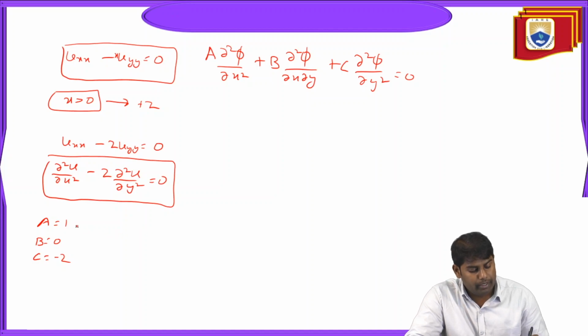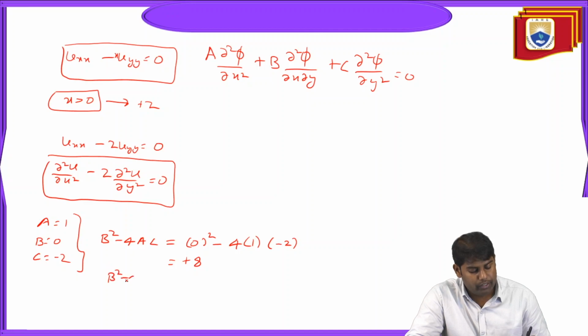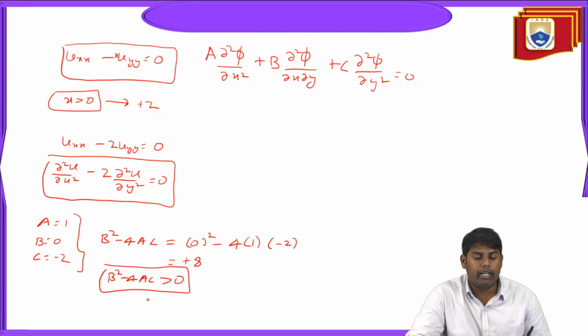Okay. Then what happens to B square minus 4AC? This will be equal to 0 square minus 4 into 1 into minus 2, which will become plus 8. Therefore the B square minus 4AC value is greater than 0, and we can conclude that when the x value is greater than 0, the Tricomi equation shows the characteristics of hyperbolic.